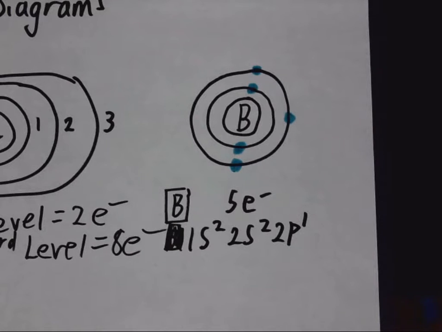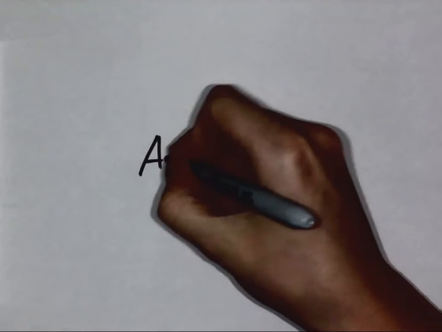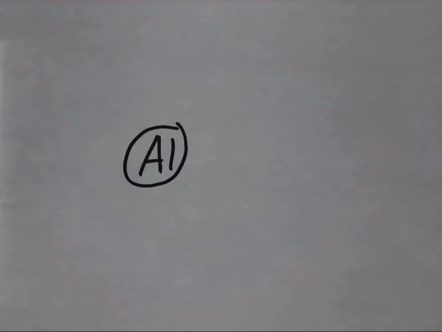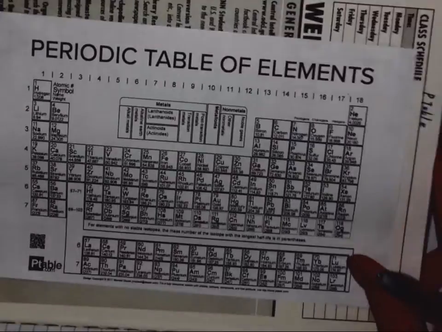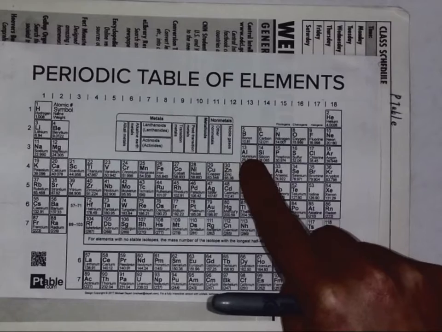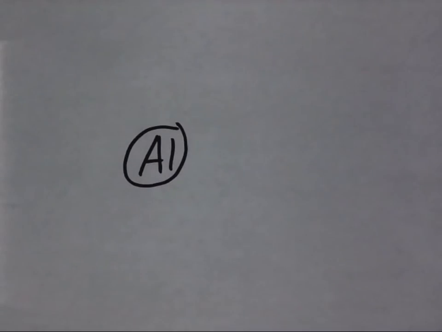Let's do another example. Let's do aluminum this time, because you guys have to do that one as well. So I'm going to do aluminum here. We can have our aluminum right there in the middle, and that is just representing the nucleus for aluminum. Aluminum is number 13 on the periodic table, which means that I have 13 electrons that I need to place on rings.